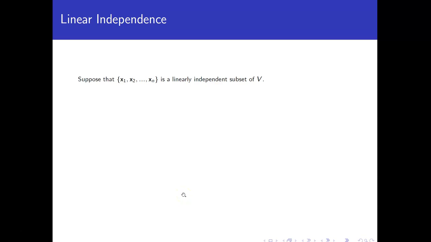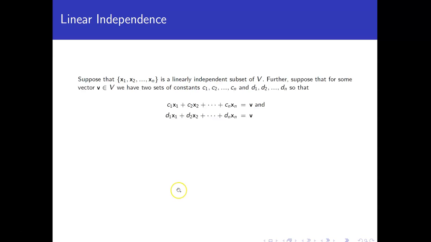All right, so to give you one more idea of why we care about linear independence, let's say we have a linearly independent subset. Let's say we have two ways that we can write a vector v in a vector space. What I mean is, let's say I have two different linear combinations of these vectors in the set. This is a linear combination of the x's. This is also a linear combination of the x's. Let's say we have two linear combinations that give me the same vector.